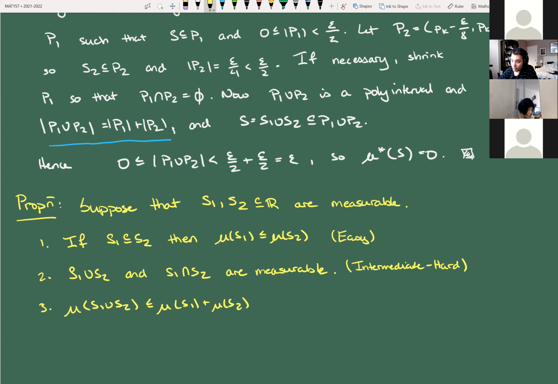If you assume that they are disjoint, then the measure is in fact additive, right? So as long as S1 and S2 don't intersect, then it turns out that the measures are equal. We're not going to care about that, but if you want to prove it, you can. This one's fairly easy-ish.